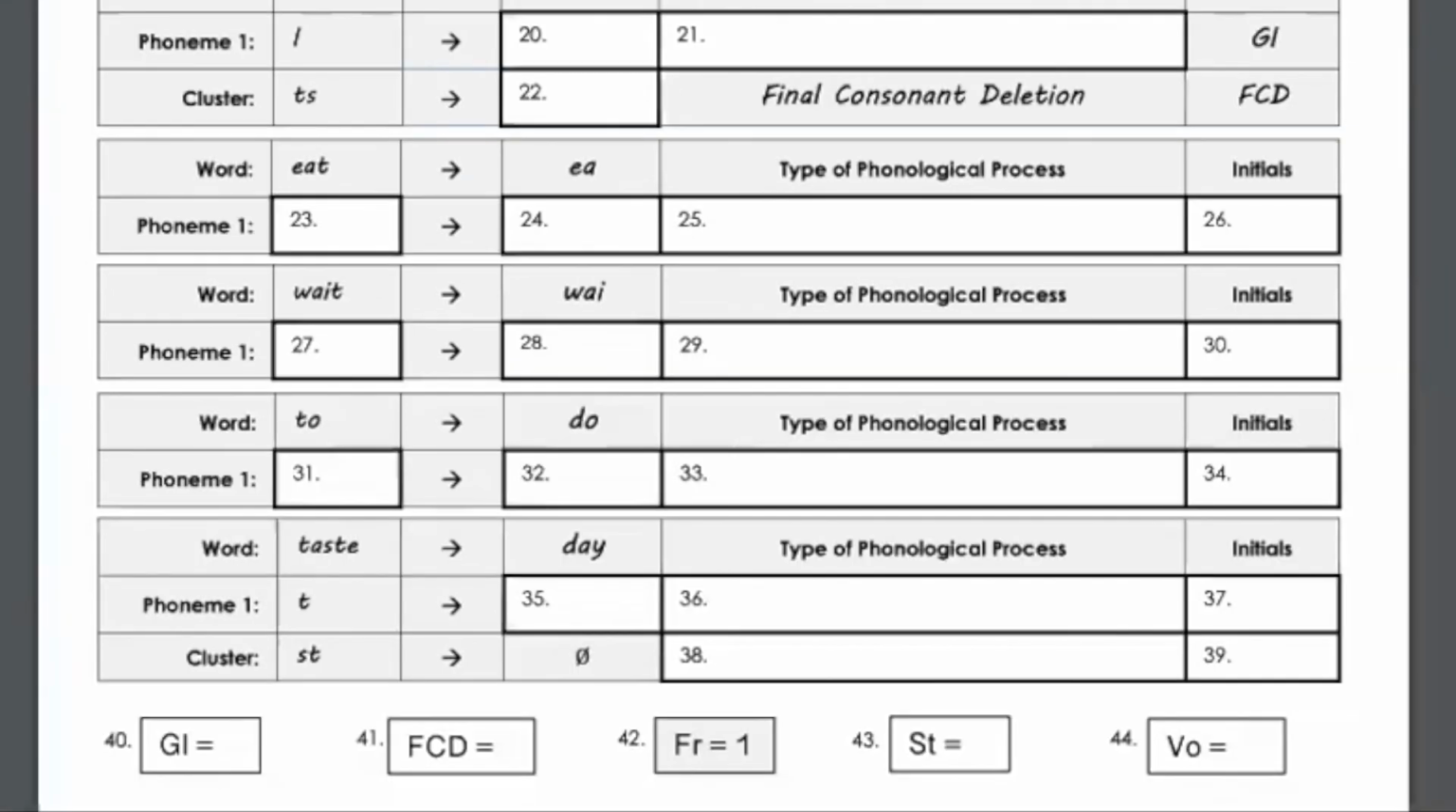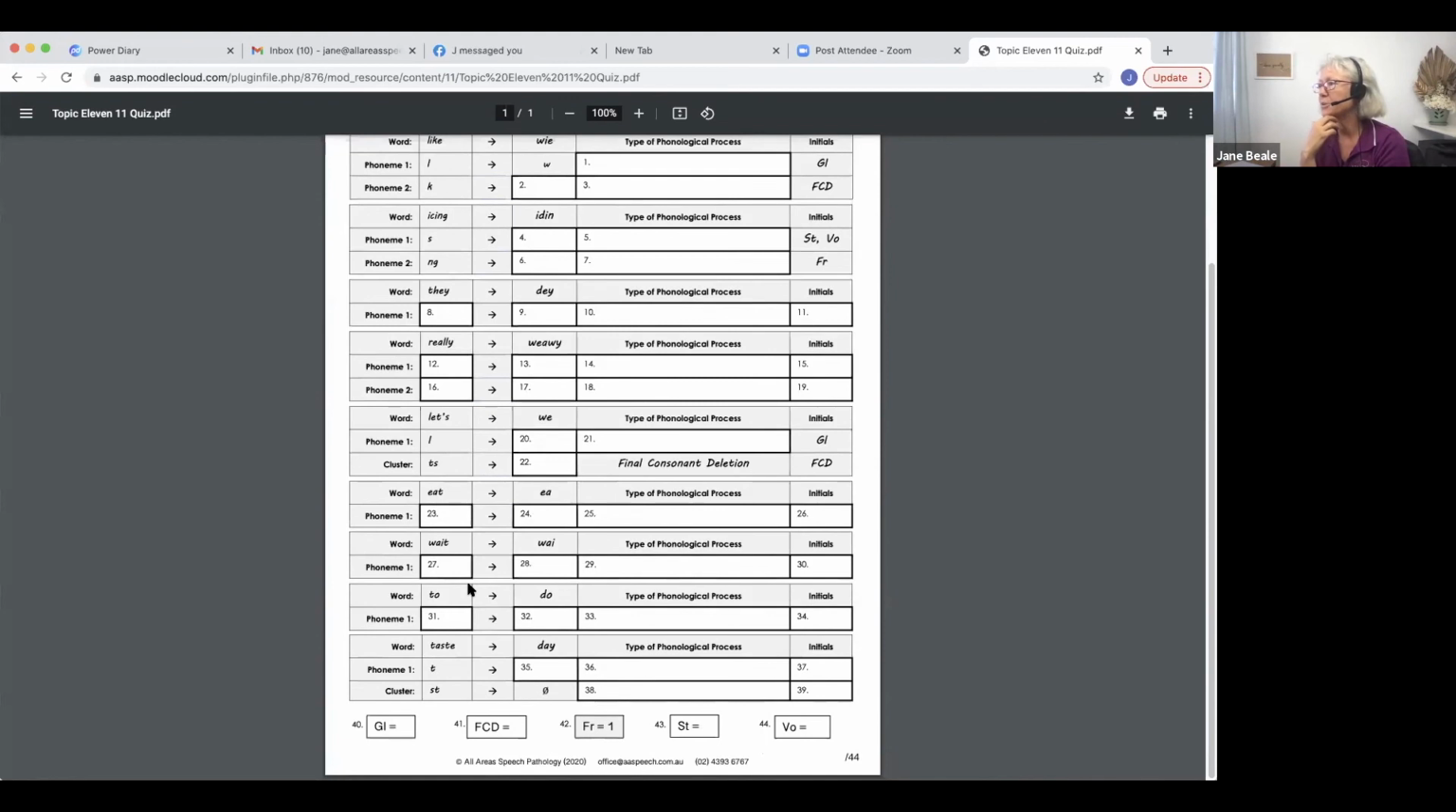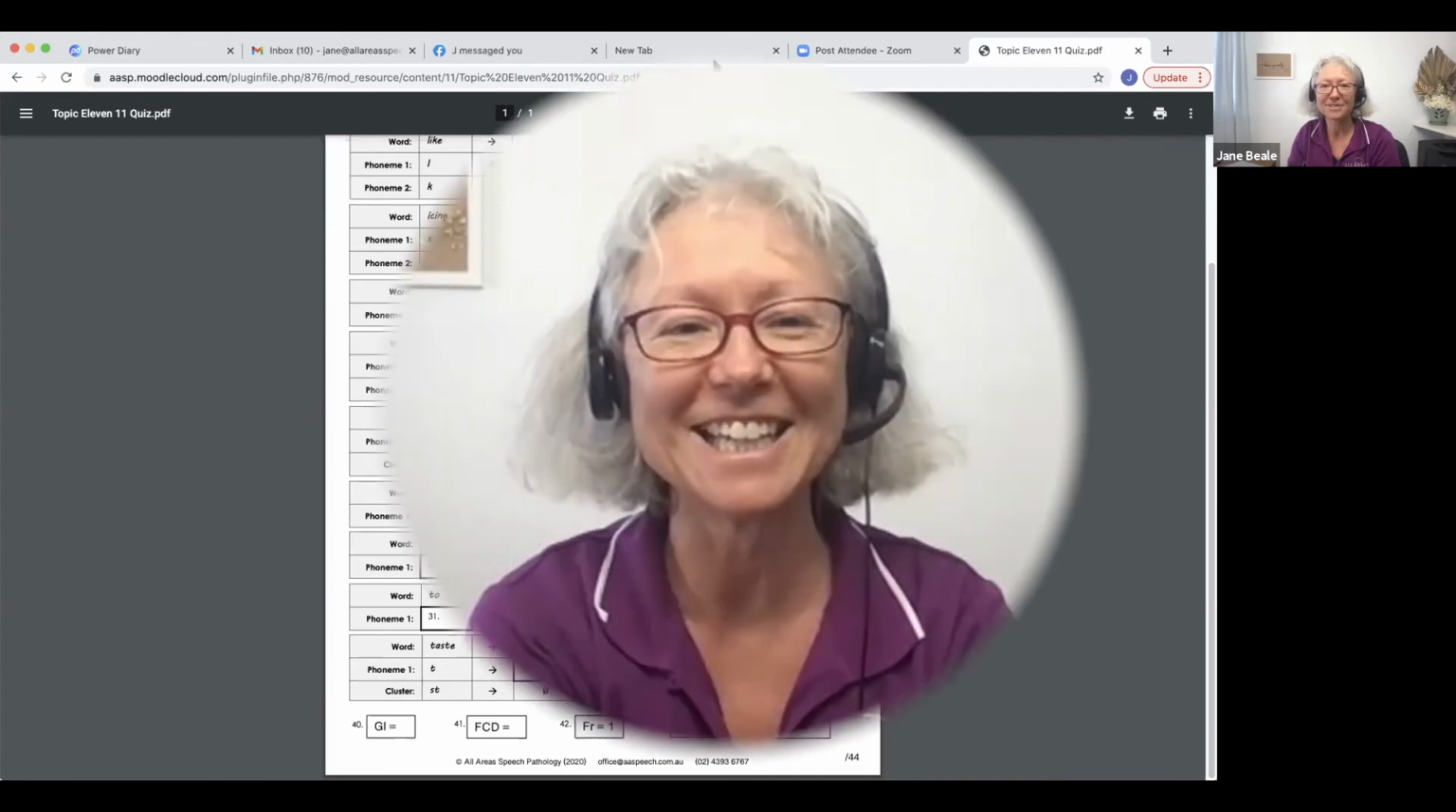Yeah. And then down the bottom, don't forget to fill in your little squares of the number of processes, because that would help you to think what you might work on first. All right. So that is the most complicated of the quizzes. But yeah, just give yourself a pat on the back of how far you've come. Wonderful. Yeah.